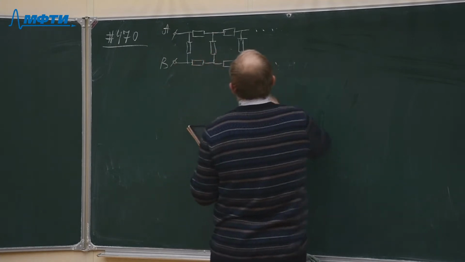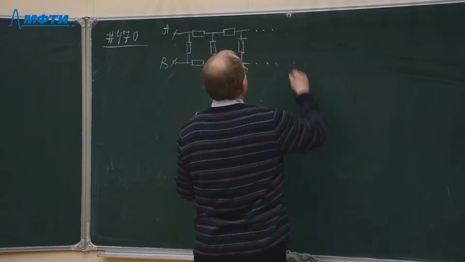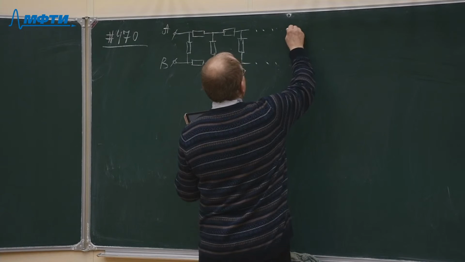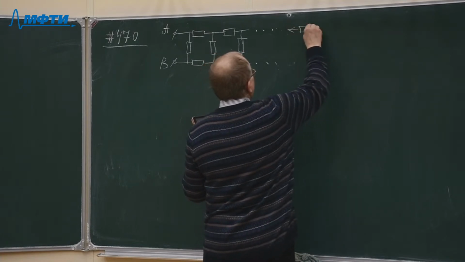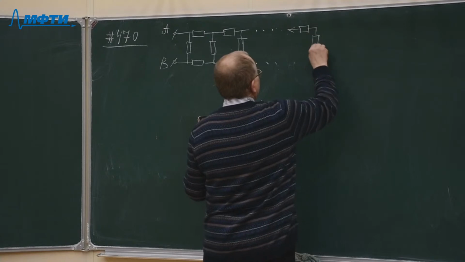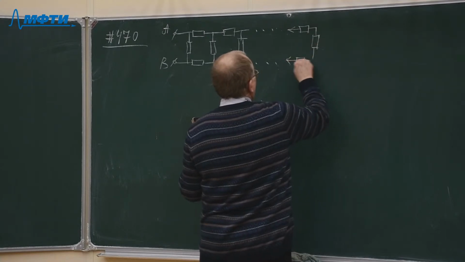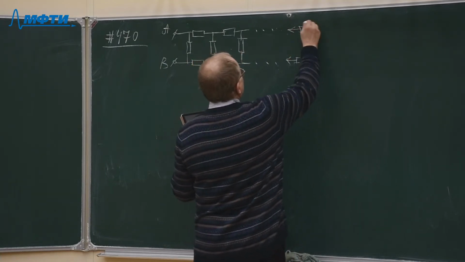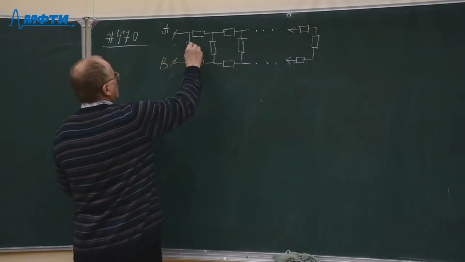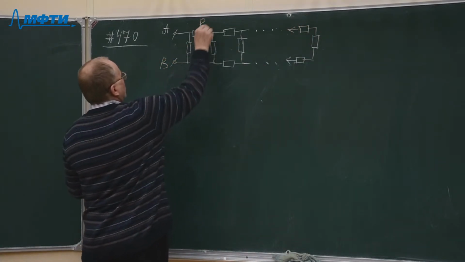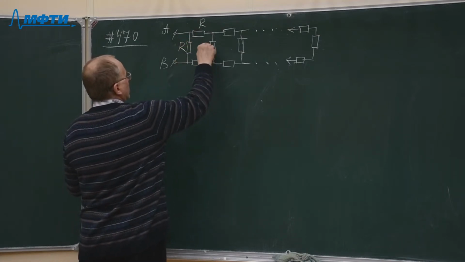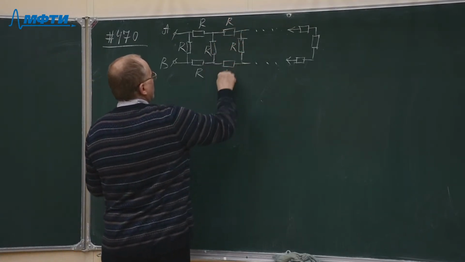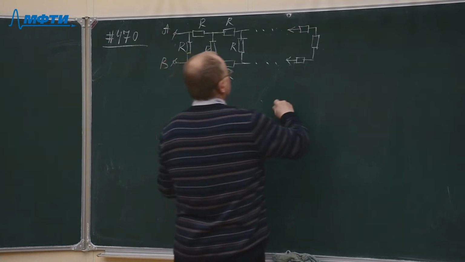Many repeating cells, many identical cells. And I will show the final cell which can be connected to this circuit. The final cell, and all these resistors are identical. All resistors have the same resistance.